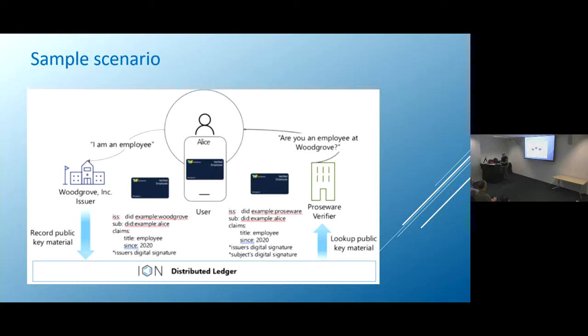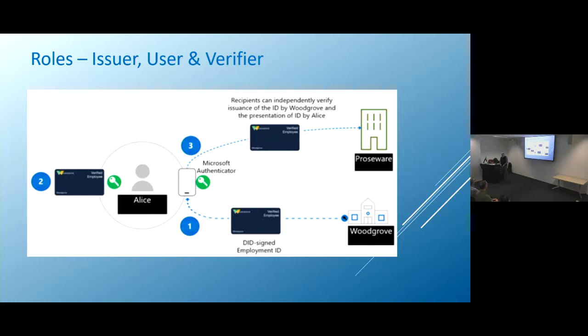Now we've got Prosware. Woodgrove is the issuer, Alice is the user, and Prosware is the verifier. Let's say Prosware is a bookshop, and if you work for Woodgrove, you get a 20% discount. So Alice goes to Prosware and they say, are you an employee? And she shows them the verifiable credential and it's signed by the issuer and it's signed by Alice. So it proves that it came from Woodgrove and it proves that it belonged to Alice. And it's all well and good. You can look up all the public keys from the ION network and you can get your 20% discount. So there are three roles here: an issuer, which was Woodgrove, the user, who is Alice, and the verifier, who is Prosware. There are always three players in the chain for these verifiable credentials.